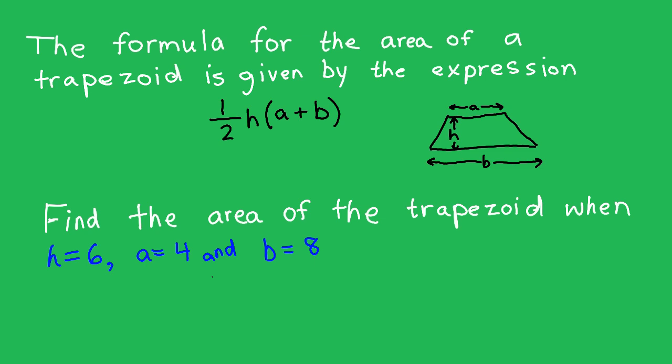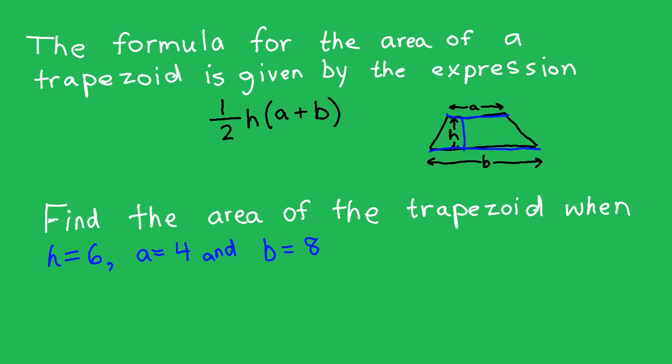So here it says the formula for the area of a trapezoid is given by the expression 1/2 times h times the quantity a plus b. And you'll see this is our trapezoid over here, and h is just the height of this trapezoid, and a and b are the lengths of the opposite parallel sides. And we're being asked to find the area of the trapezoid when h equals 6, a equals 4, and b equals 8. So you'll see this fairly often.